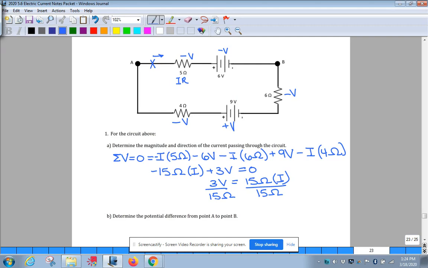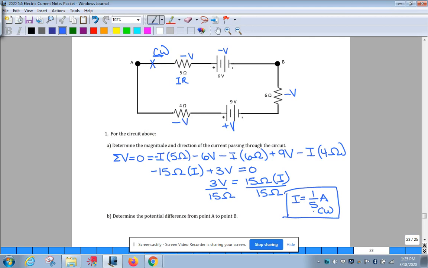All right, so 3 over 15, so that's going to be 1/5, and that is I, and if we did our math correctly, that actually came out positive. So if it came out positive, that means the assumed direction, the clockwise direction of my current, was assumed correctly, and I don't need to switch the direction of my current. Okay, so that was a simple first part of this problem.